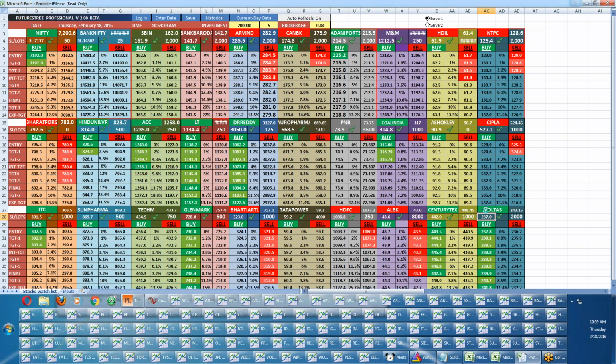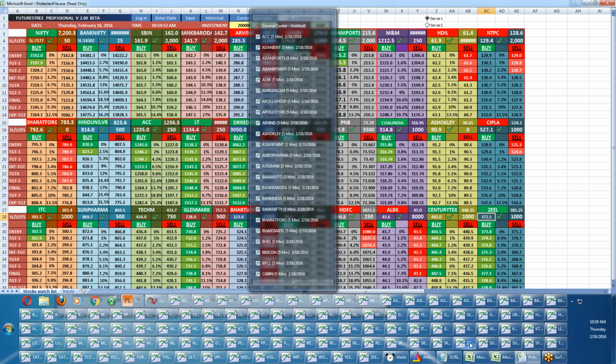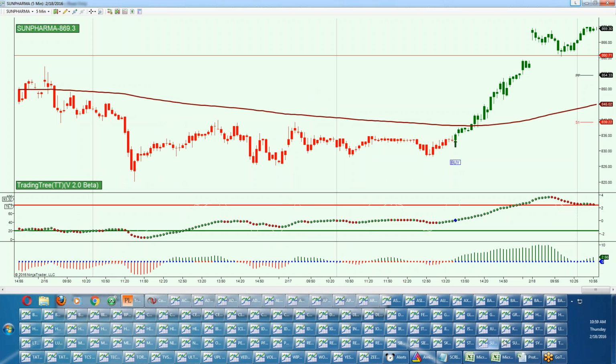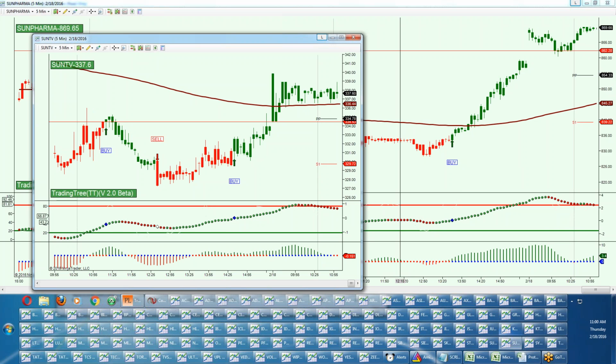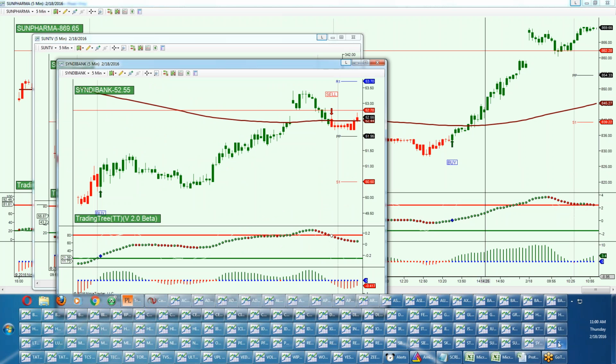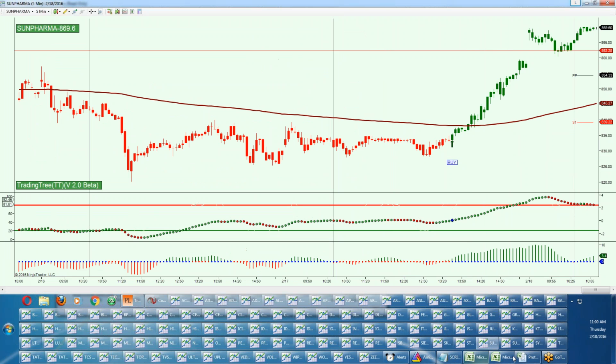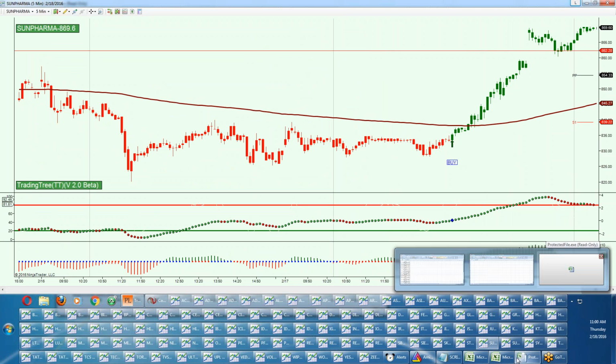ZTV also had very good, so 373 was the entry, now it's at 381. Sun Pharma you can expect a buy call. So at 11 o'clock, these are some of the trades that we have.